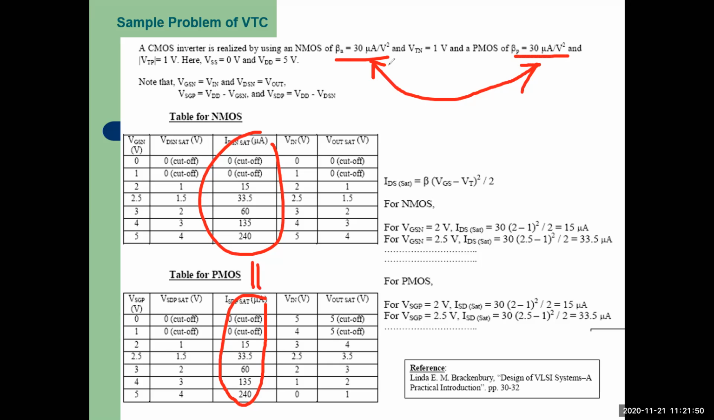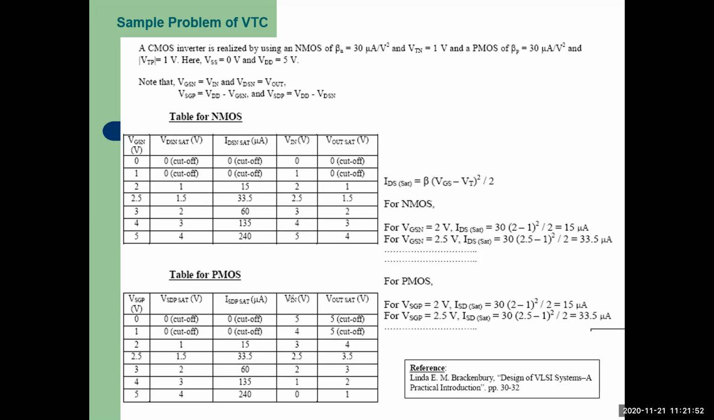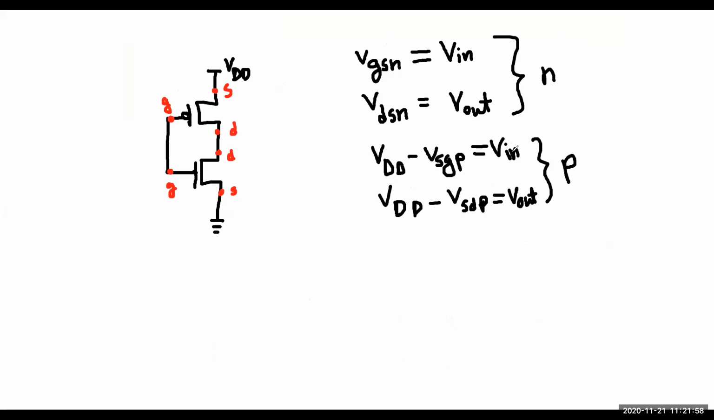Okay. Now for V in, let's get back again to our whiteboard. Look at this. Your V in is not directly VSG. It is VDD minus VSG. Your V out is not directly VSD. It is VDD minus VSD, right? Okay.